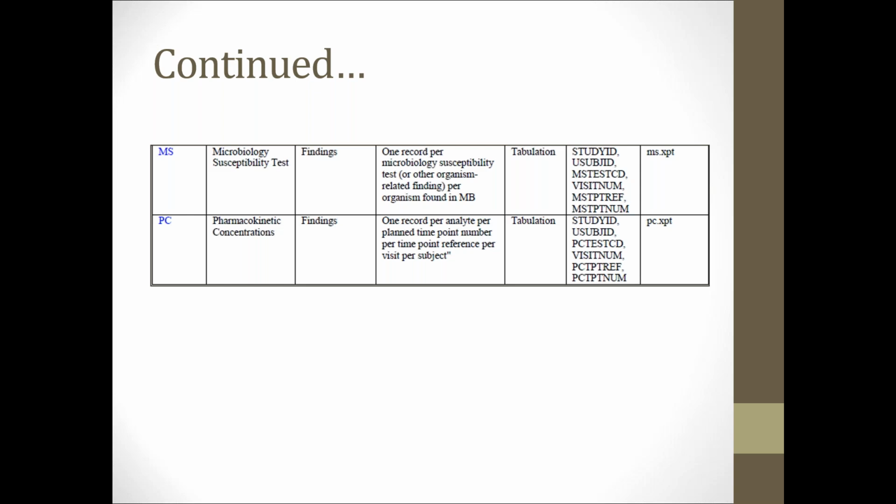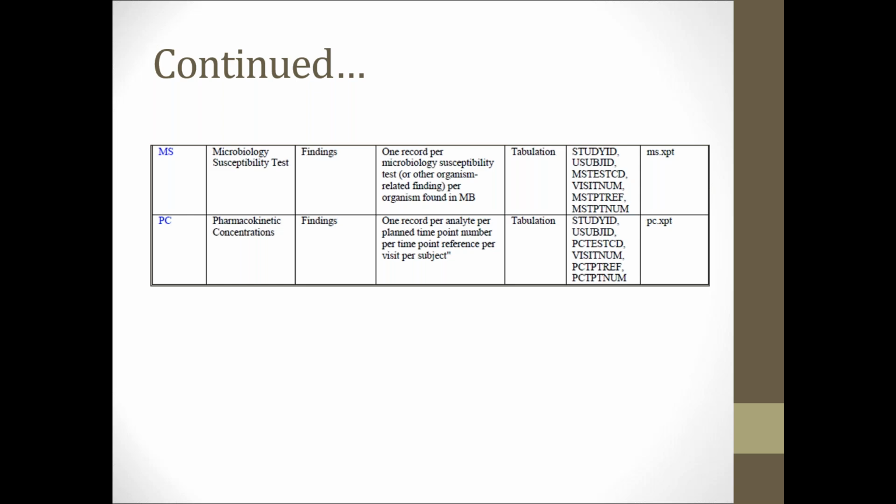PC, pharmacokinetic concentration. Whenever we give a drug to a subject, we collect blood samples at different time points. Your bioanalytical team will analyze that information to see how much drug is available in your body. That is called bioavailability. All that information comes from pharmacokinetic concentrations.